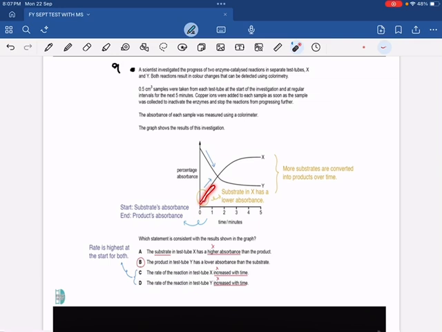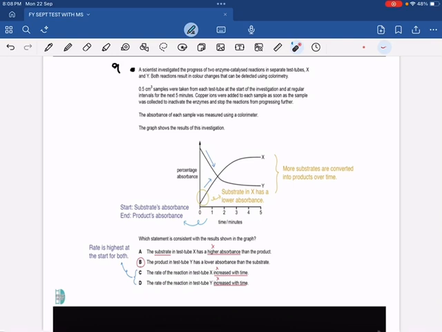So in the beginning you will be looking at the absorbance of the substrate, and in the end it's actually the absorbance of the product. You have to remember this. Acha. And the reason for this is that as time is passing, the concept underlying this is that more substrates are converted into products per unit time, right?